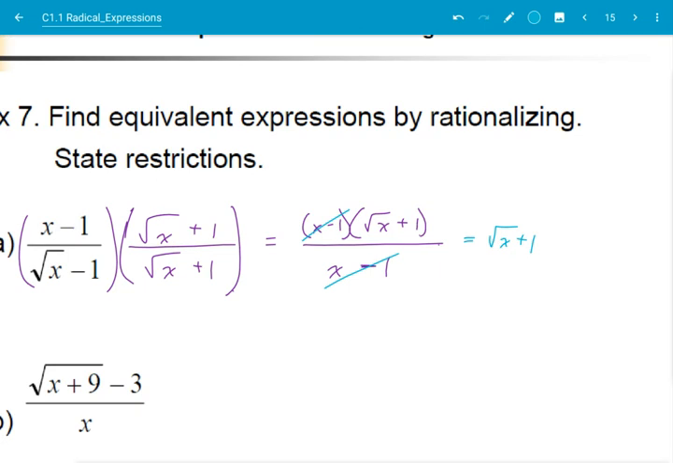And of course, we have to state restrictions. First of all, x cannot be equal to 1 for the denominator, but x must also be greater than or equal to 0 because we can't take the square root of a negative.